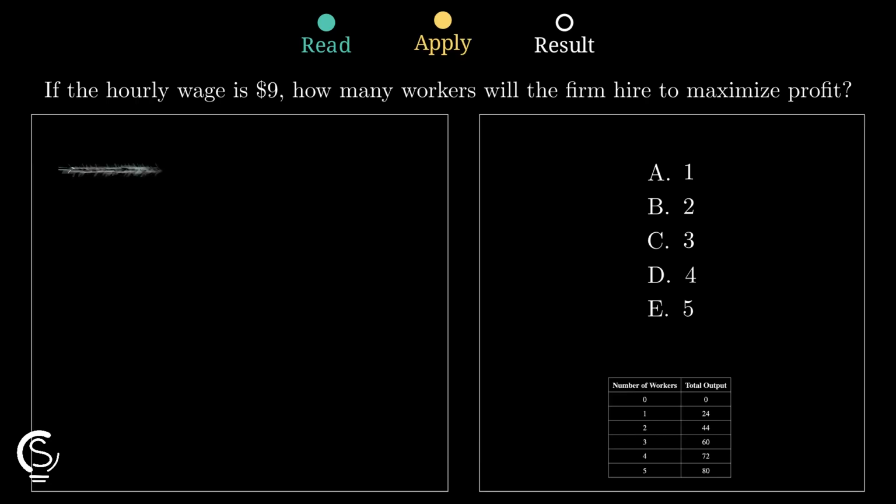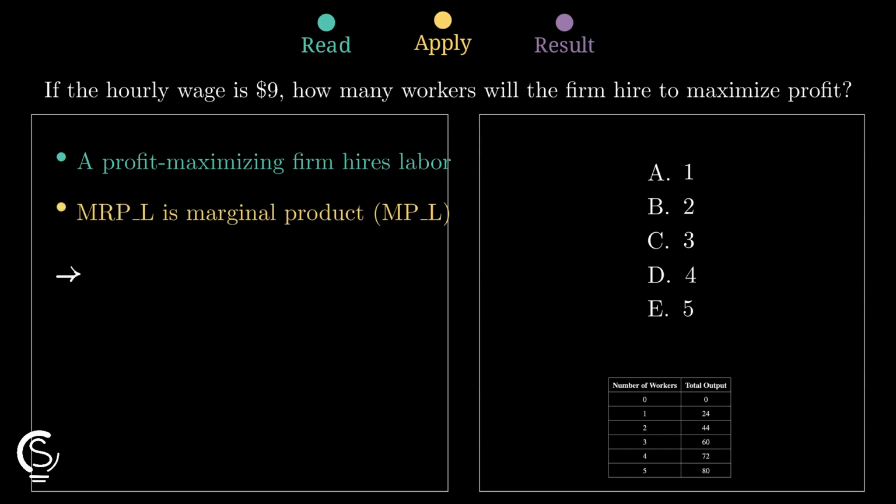Next, we calculate the marginal product for each additional worker by looking at the change in total output. This value multiplied by the price gives us the marginal revenue product easily. The fifth worker adds enough value to cover the $9 wage. Therefore, option E is the correct answer for this economics problem.